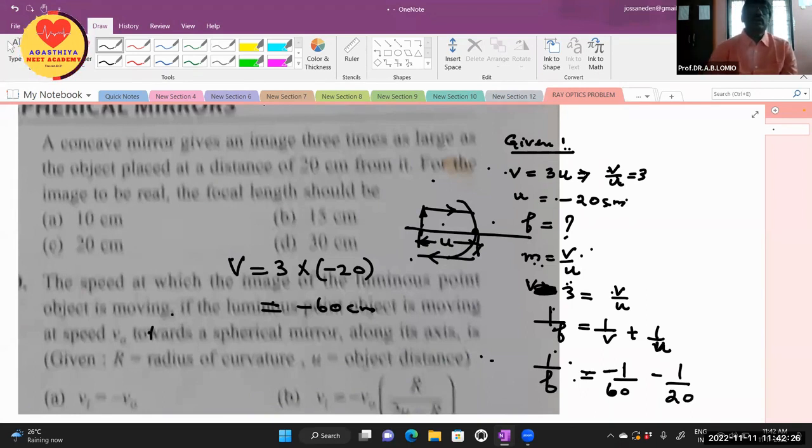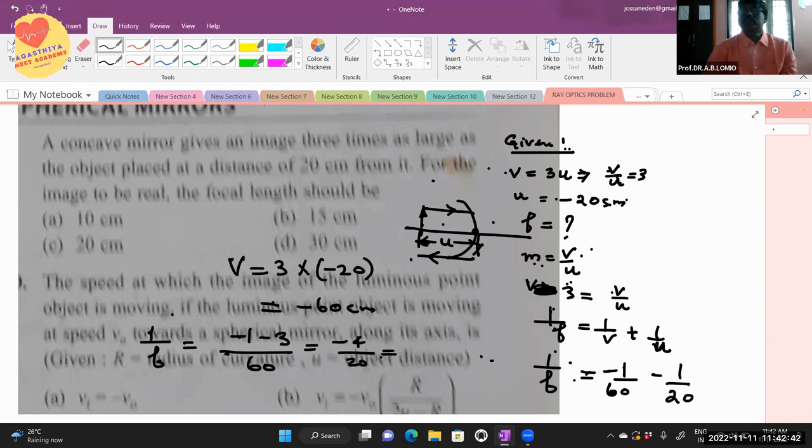Therefore, here 1 by F is equal to, take the LCM, minus 1 minus 3, that is minus 4 divided by 60. Therefore, F is equal to minus 15. That is the answer.